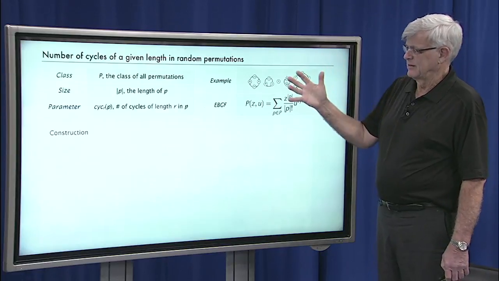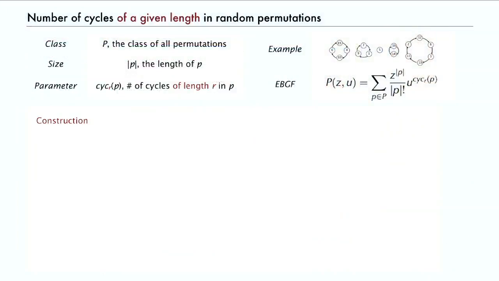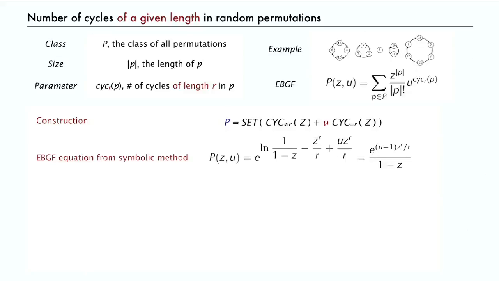What about the number of cycles of a given length? How many cycles of length r can we expect to find in a random permutation? It's just a matter of naming the parameter and then marking that parameter. The cycles of length r, we'll mark with u. The ones that are not of length r, we won't mark. And so then we get an exponential generating function immediately from the symbolic method that is e to the log of 1 over 1 minus z, but we subtract off the z to the r over r term and then add a marked one. So that works out to be e to the u minus 1 z to the r over r, over 1 minus z.